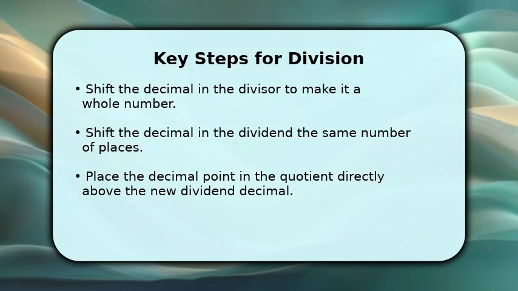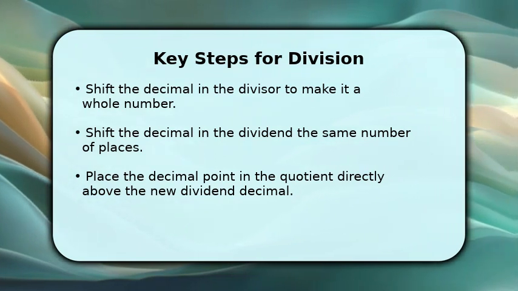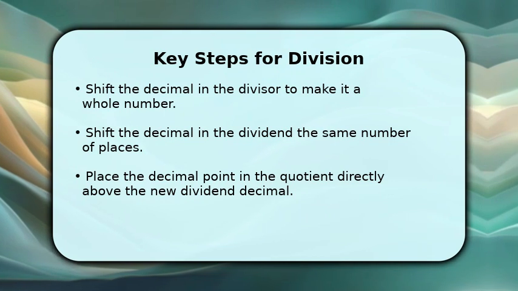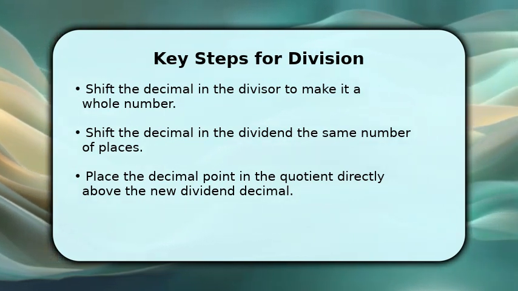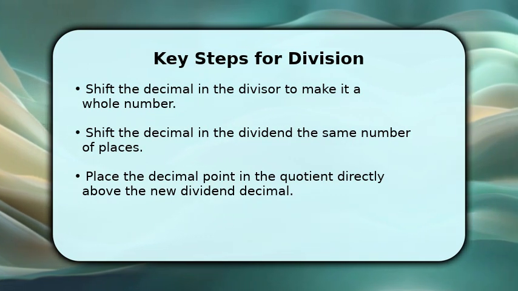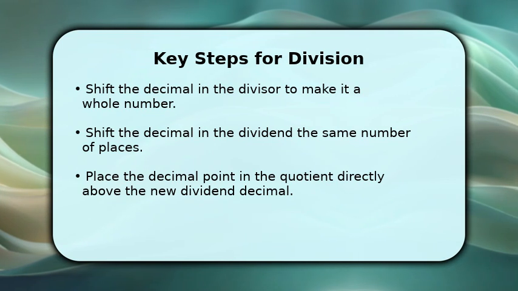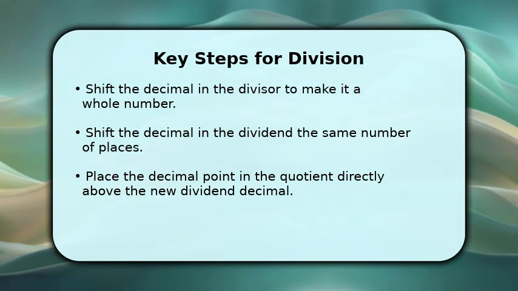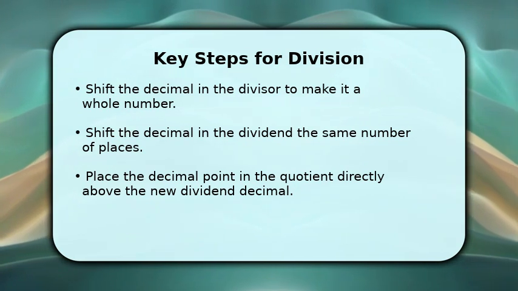To begin, shift the decimal point in your divisor until it becomes a whole number. Next, you must shift the decimal point in the dividend the exact same number of places to the right. Once both decimals are moved, place the decimal point for your answer, the quotient, directly above the new position of the decimal in the dividend. Now, you can divide as you normally would with whole numbers.